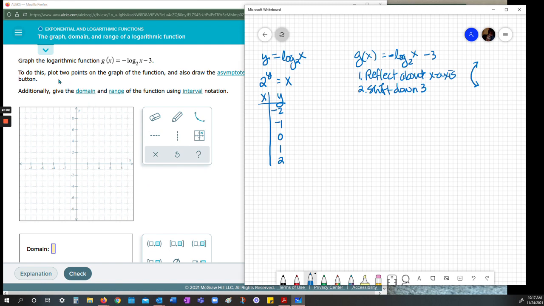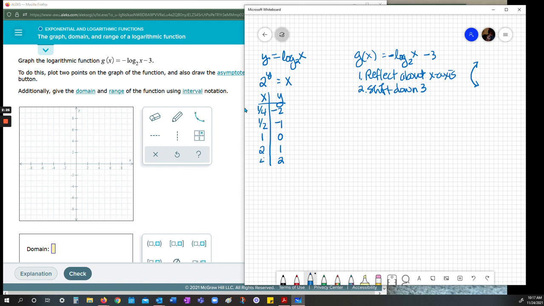You might notice in the directions it says we only need to plot 2 points, but I just want to have a better understanding of what this graph looks like, so I'm doing more than 2. 2 to the negative 2 is going to be 1 over 2 squared, or 1/4. And then 2 to the negative 1 is 1/2. 2 to the 0 is 1. 2 to the 1 is 2.